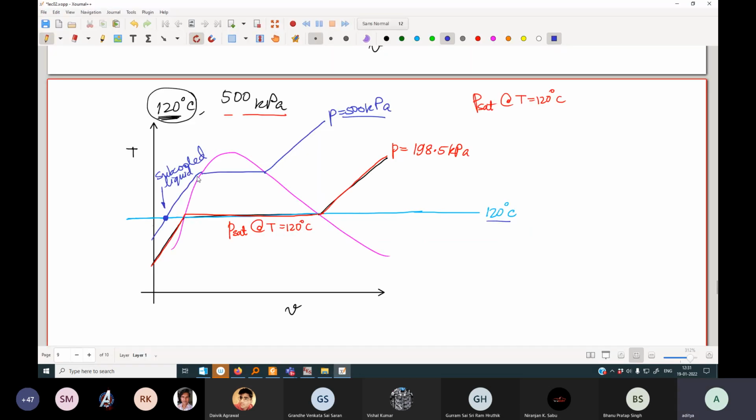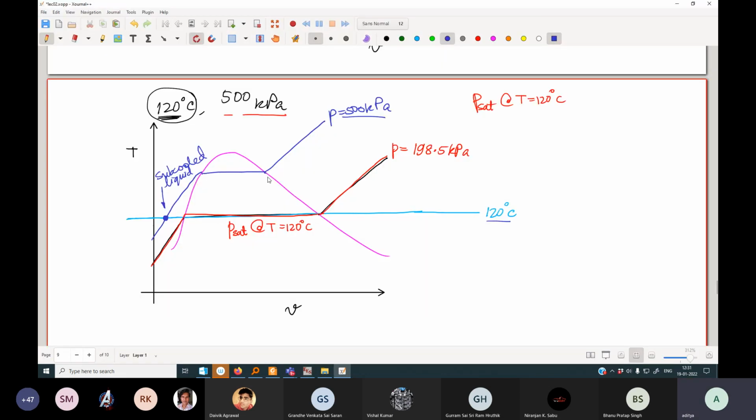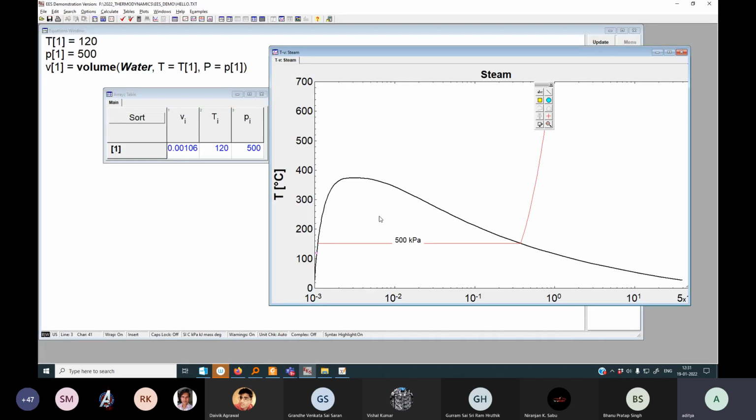It should be below the curve, the 500 kilopascal curve. So this is the 500 kilopascal isobar, and the point is over here. Okay. Do you see how you can do it on a computer? Yes.